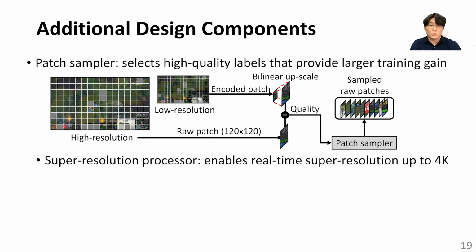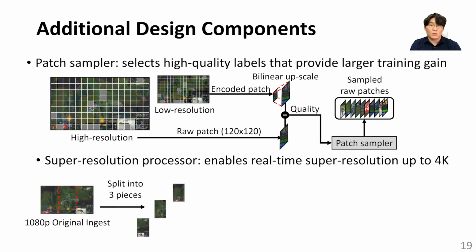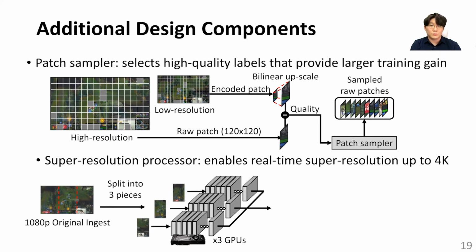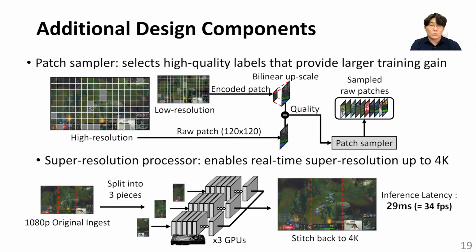The other is Super Resolution Processor, which operates at the server side and enables the real-time super resolution up to 4K resolutions. For example, in case for the 4K super resolution, the processor splits up the original ingest image into 3 equal pieces and then individually apply super resolution using 3 GPUs. Then the outputs are stitched back to produce 4K image. This takes 29 milliseconds per frame, which translates to 34 FPS.